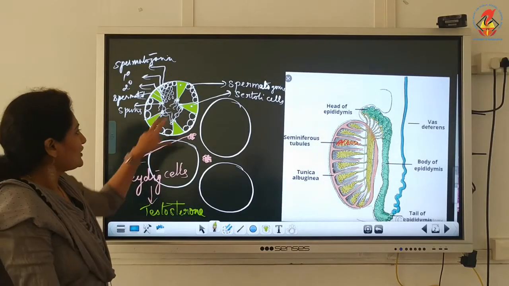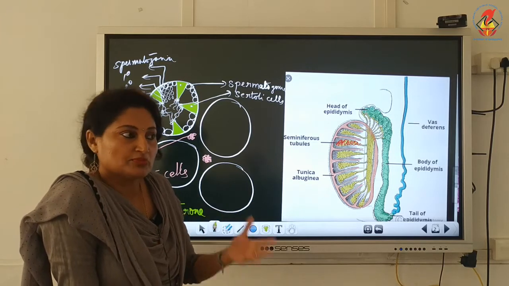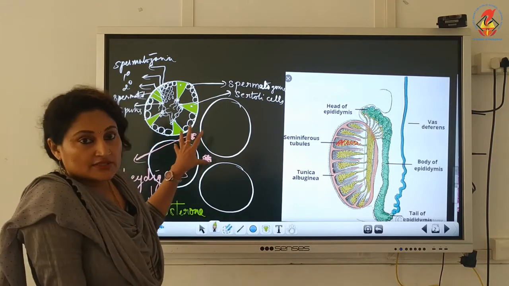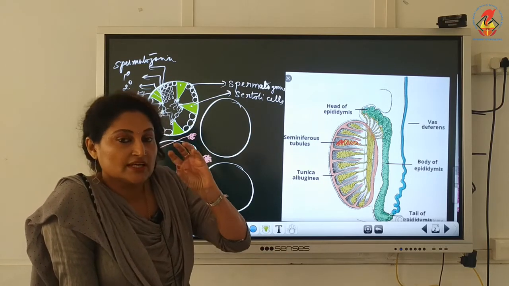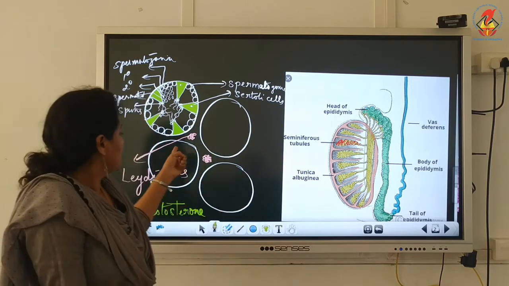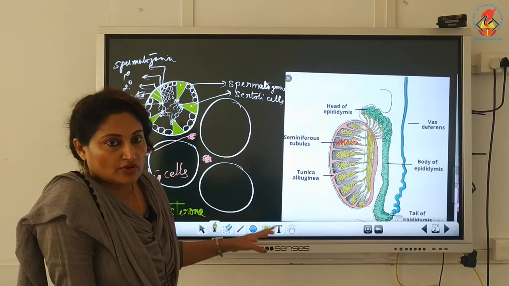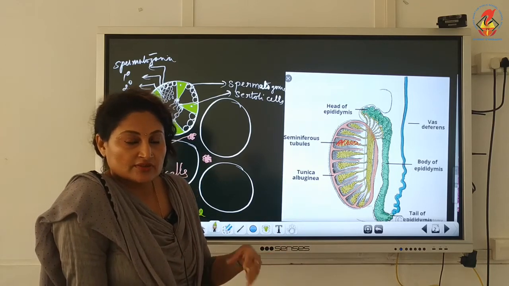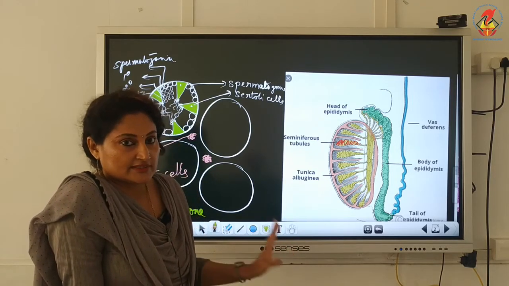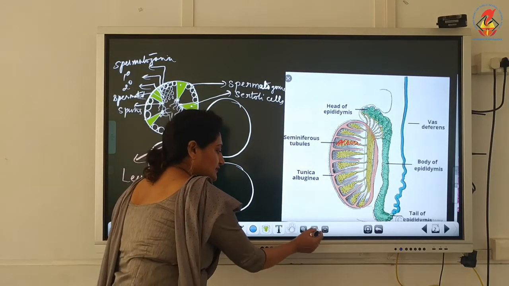Okay. So between adjacent seminiferous tubules, there is a gap called the interstitial space. Inside this interstitial space are islands of cells or tissues. They are called the Leydig cells. The function of the Leydig cells is they produce the hormone testosterone, which is involved in spermatogenesis. It helps in the growth of the secondary sexual characters, etc. Okay, so that is the structure of the testis.